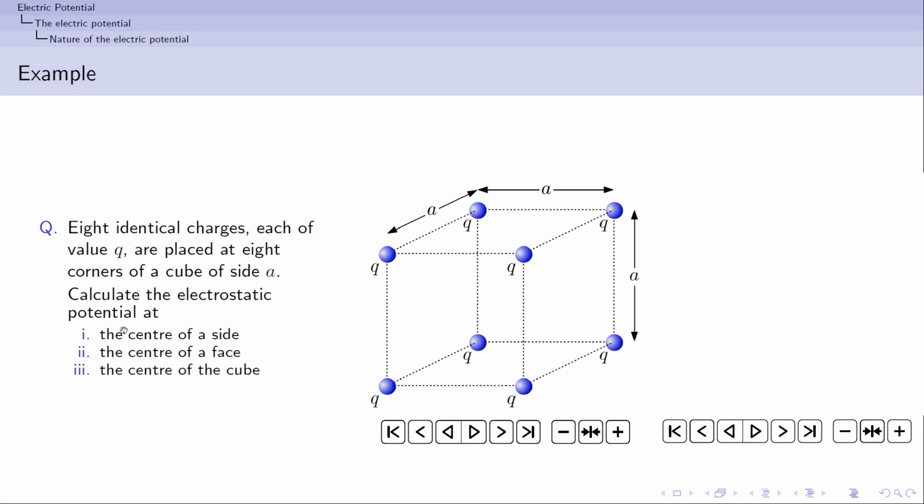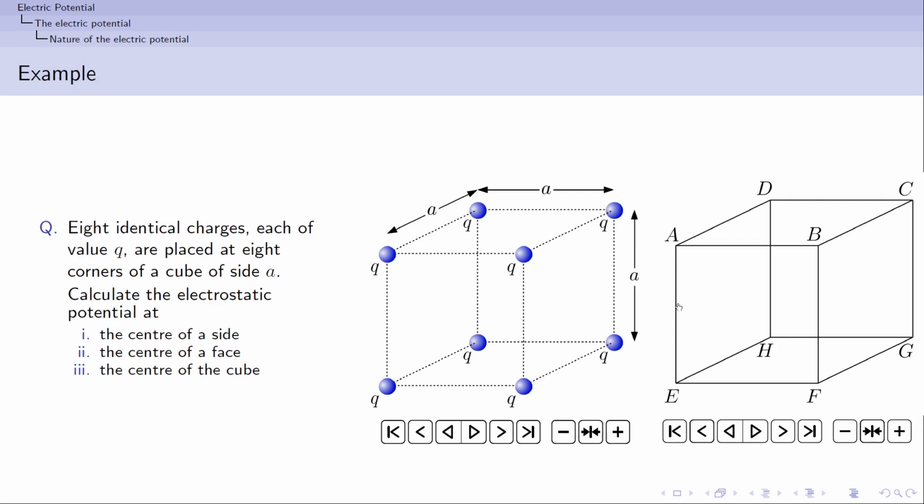We need to find the potential at 3 different places. Just to get rid of the distractions, I'm removing the charges here and just naming these vertices: a, b, c, d, e, f, g, h. These are the 8 vertices of this cube.